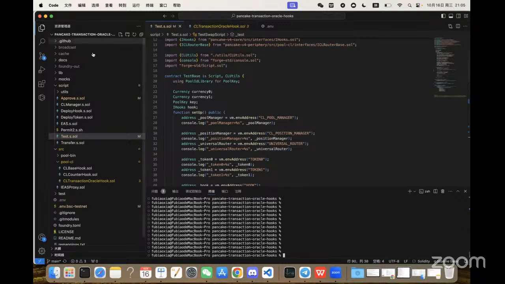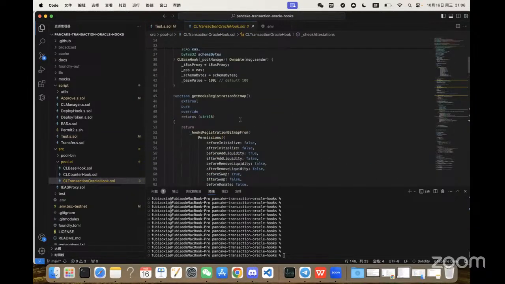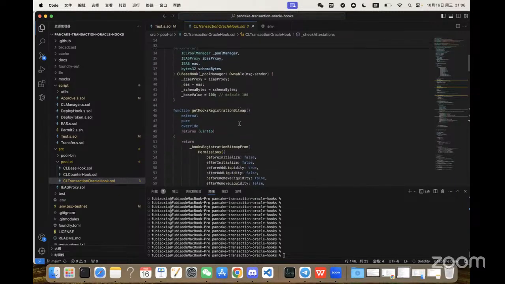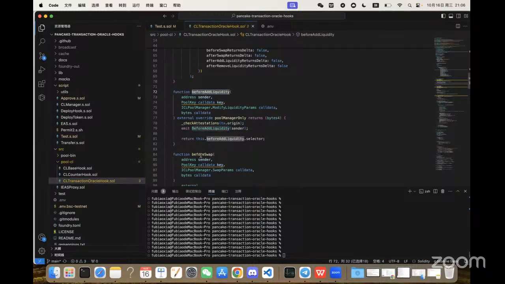So this is a transaction hook code, and the key thing we implement here is the check logic. Basically we implement the detailed logic before the add liquidity and before the swap operation. And you can see there's a key function called check attestation.